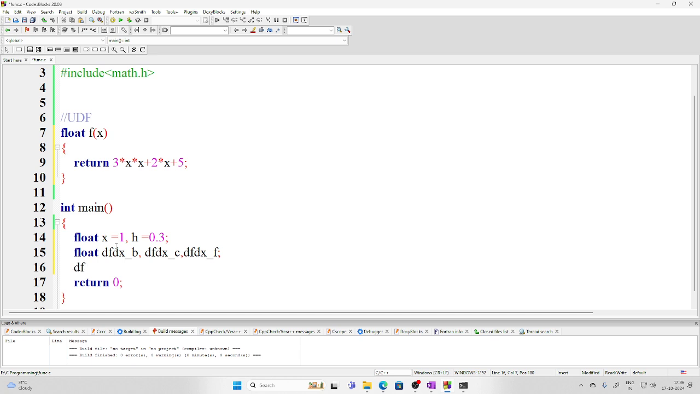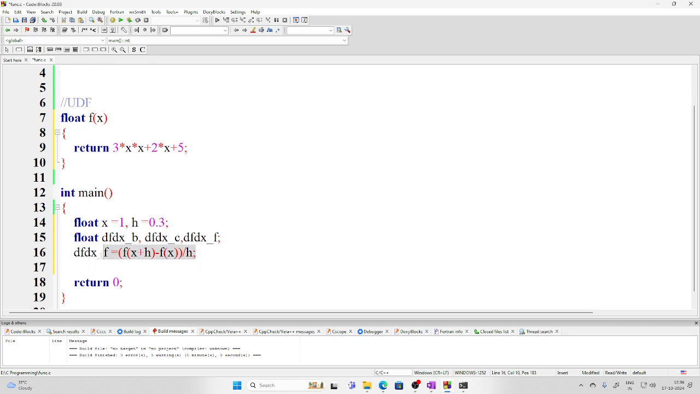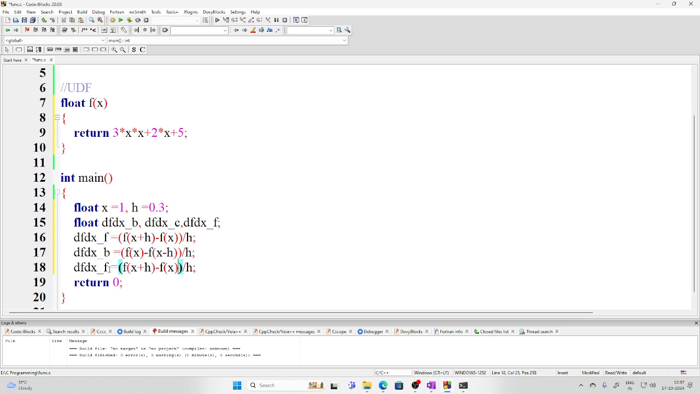Okay, so df dx forward will be what? This will be f(x plus h) minus f(x), and that whole is divided by h. What about the backward difference? Let us copy this. The backward difference will be f(x) minus f(x minus h) divided by h. What about the central difference? So this is f(x plus h) minus f(x minus h) by 2h.